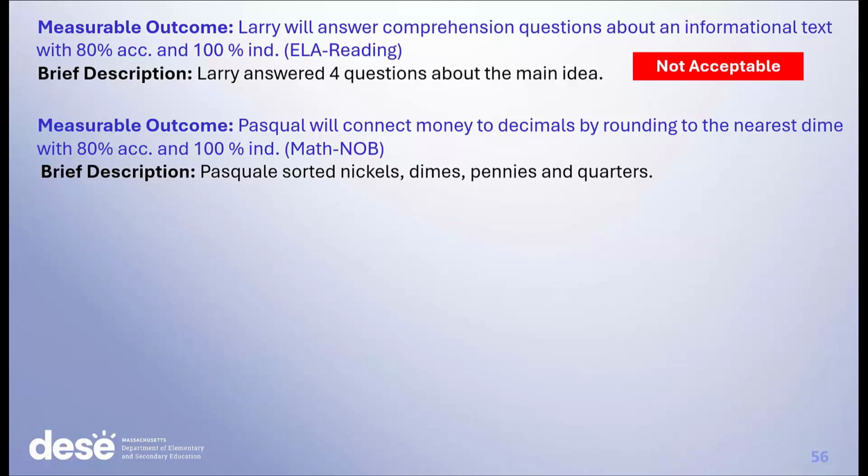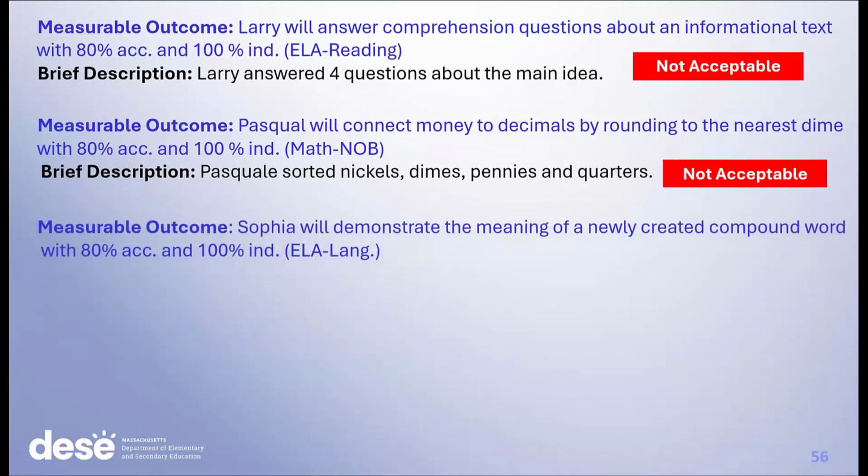We have 83% say it's not acceptable, and 17% said it's acceptable. So he was supposed to connect money to decimals by rounding to the nearest dime. But the activity that they did was sort nickels, dimes, pennies, and quarters. So it's not acceptable because there weren't any decimals, there wasn't any rounding to the nearest dime. So if you said acceptable, I want to make sure that you understand why it's not acceptable.